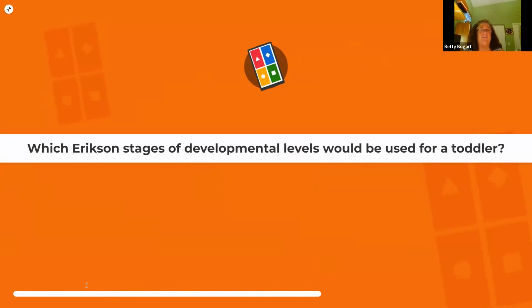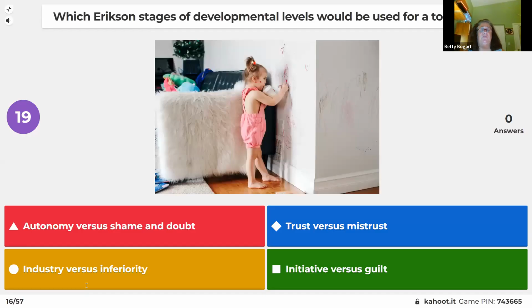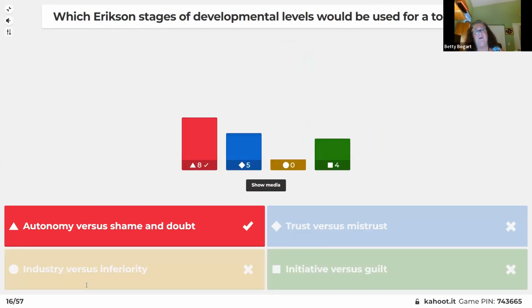Which Erikson stage of development would be used for a toddler? Remember, toddlers want to be able to explore, and it should be encouraged. I mean, sometimes it's easier for us to do it for them, but it's really not the best ideal for the toddler. So it is called autonomy versus shame and doubt. They should be able to do it for themselves and be encouraged, unless it's something that can hurt them.